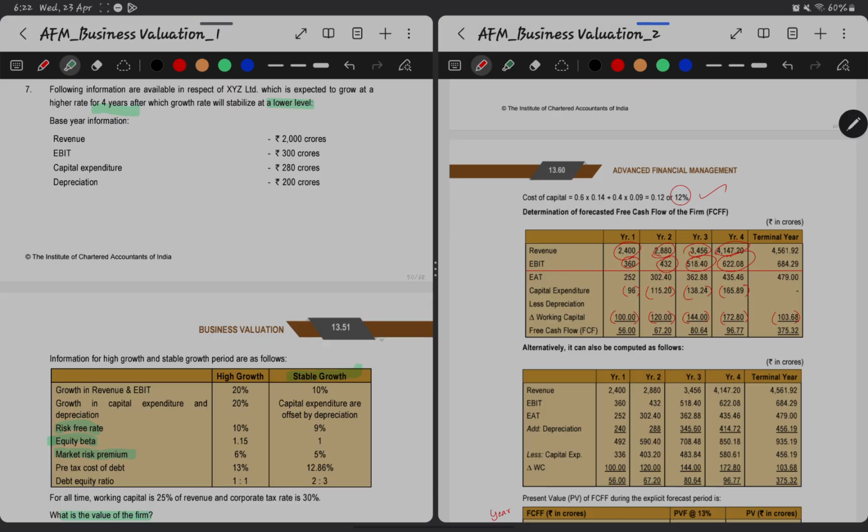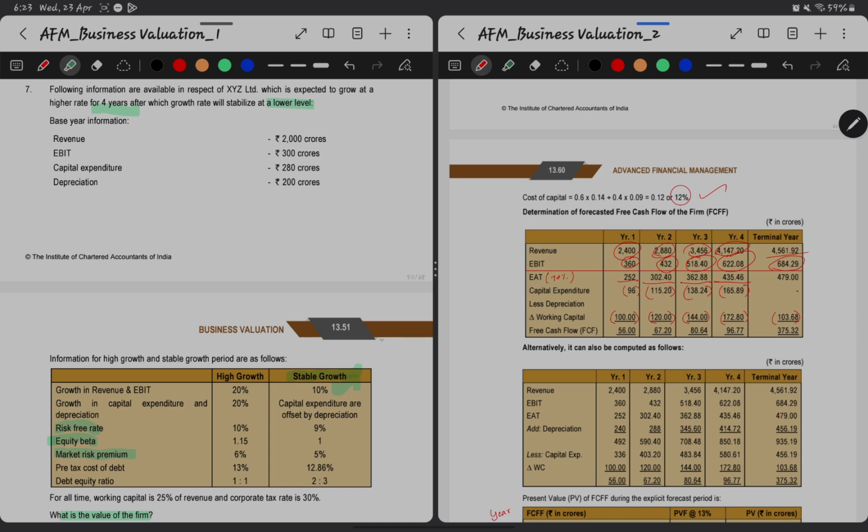Then on this, if we reduce taxes, so taxes around 30 percentage, so EAT is nothing but 70 percentage of our EBIT. 70 percentage of EBIT will give us the earnings after tax, which is 253, 302.4, 362.88, and 435.46. And the terminal value, we know that the rates and everything is changing, so we have to be very careful. It is 10 percentage growth, so 4147.2 plus 10 percentage is 4561.92. The same case, 622.08 plus 10 percentage will give us 684.29.